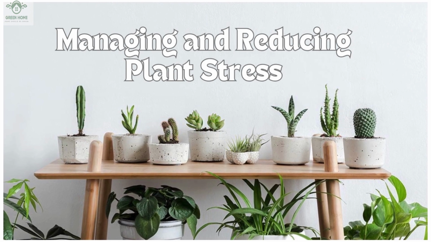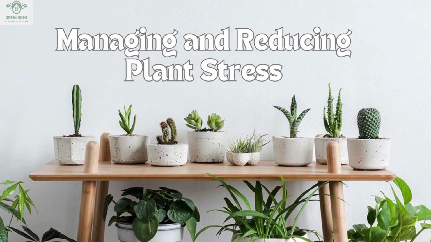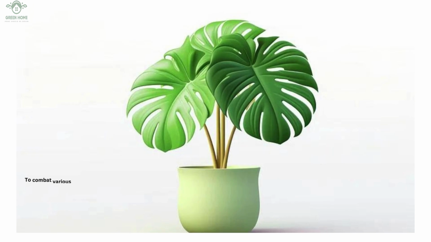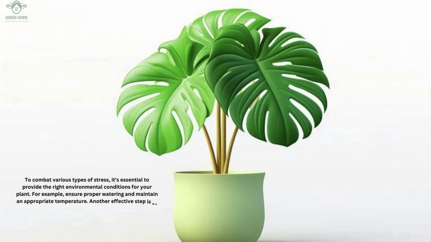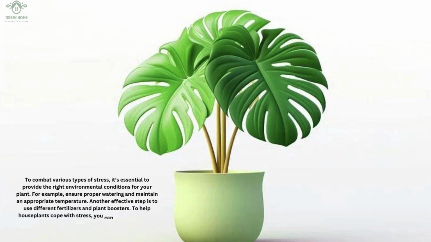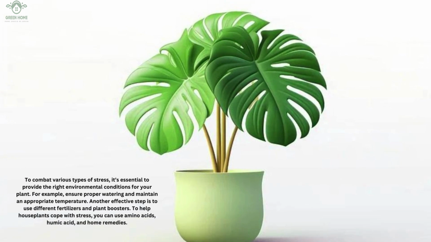Managing and reducing plant stress. To combat various types of stress, it's essential to provide the right environmental conditions for your plant. For example, ensure proper watering and maintain an appropriate temperature. Another effective step is to use different fertilizers and plant boosters. To help houseplants cope with stress, you can use amino acids, humic acid, and home remedies.